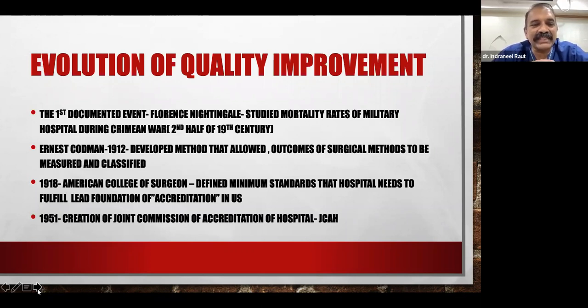And then in 1912, there was Harris Coleman who developed a method that allowed the outcomes of surgical methods to be measured and classified. Then in 1918, the American College of Surgeons came up with defined minimum standards that the hospital needs to follow. That led to the foundation of accreditation as early as 1918 in the US. In 1951, there was the creation of the Joint Commission on Accreditation. I think many hospitals in Mumbai are already accredited to the JCI as well.